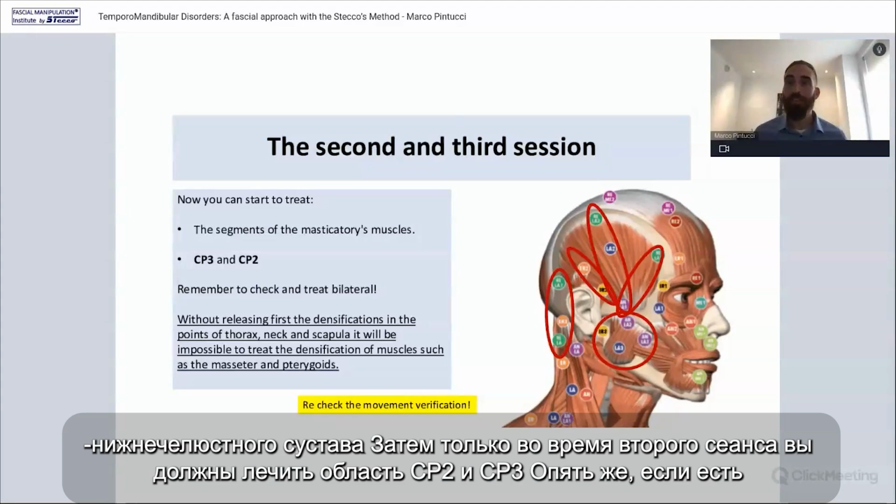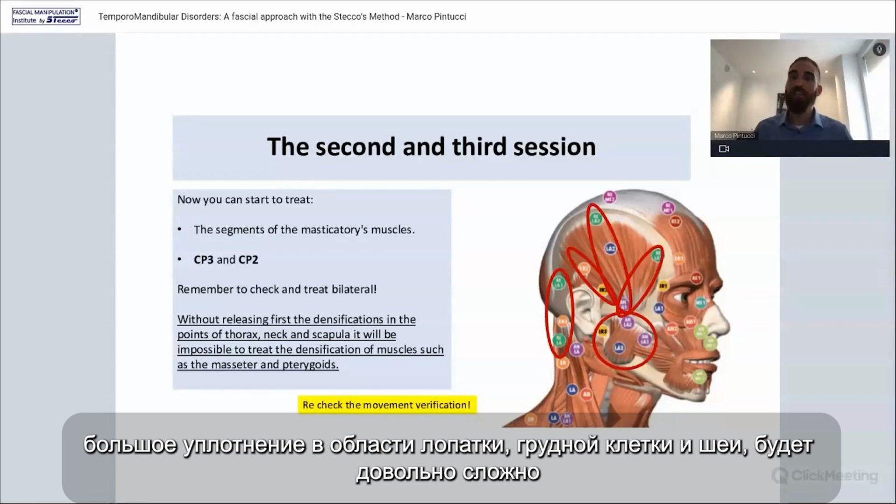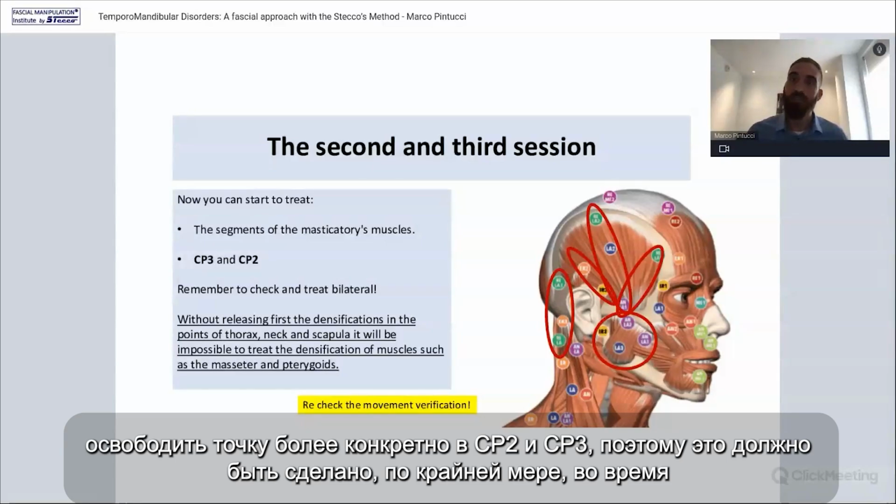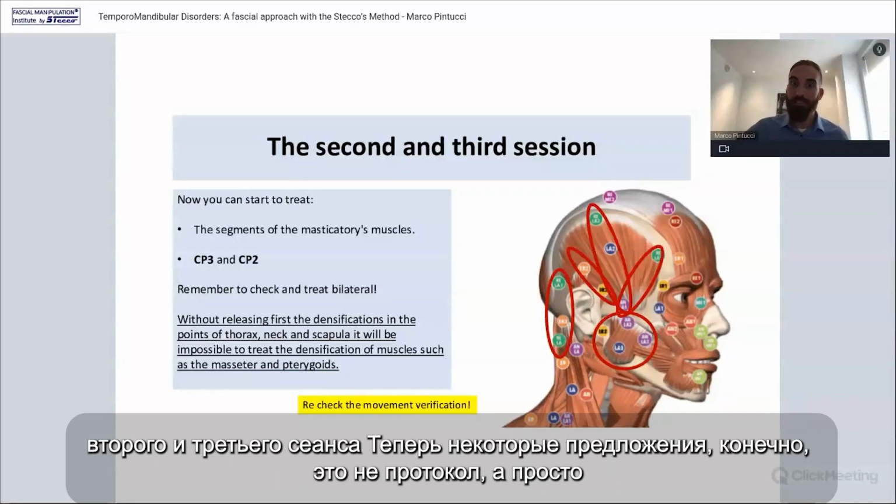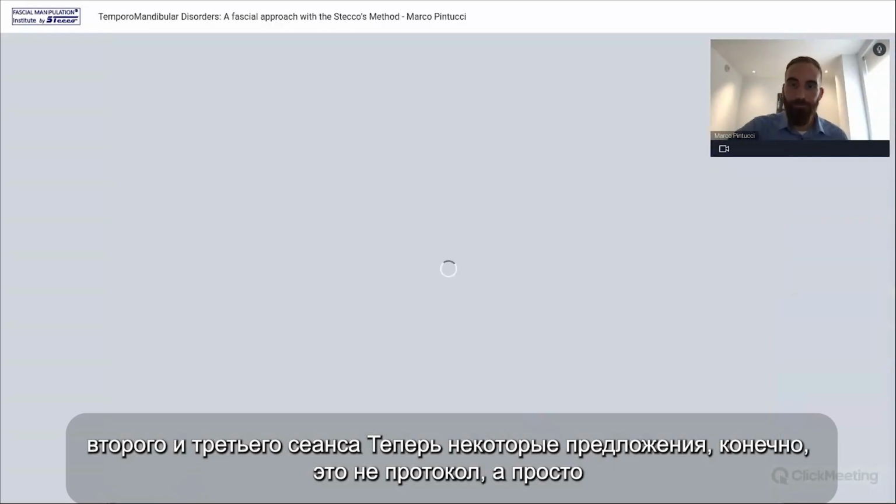Then, only in the second, third session, you should treat the area of CP2 and CP3. Again, if there is big densification in the area of the scapula, thorax, and neck, it will be quite difficult to release the point more specifically in the CP2 and CP3. So this should be done at least in the second and third session.